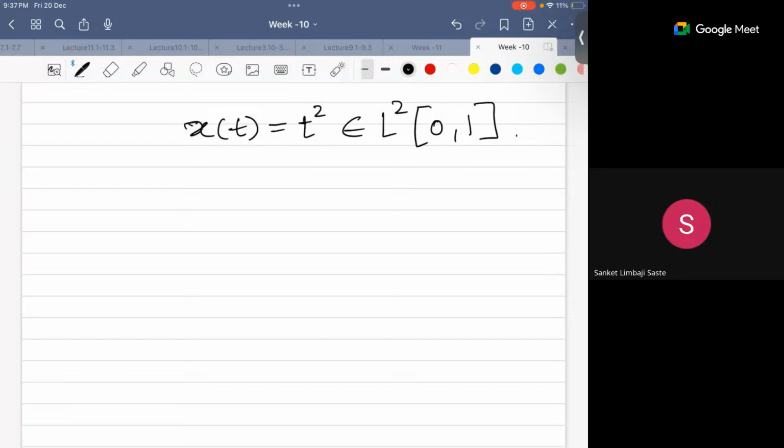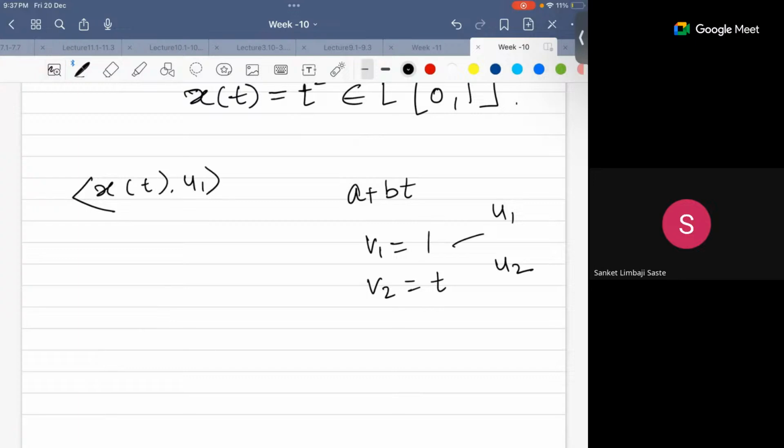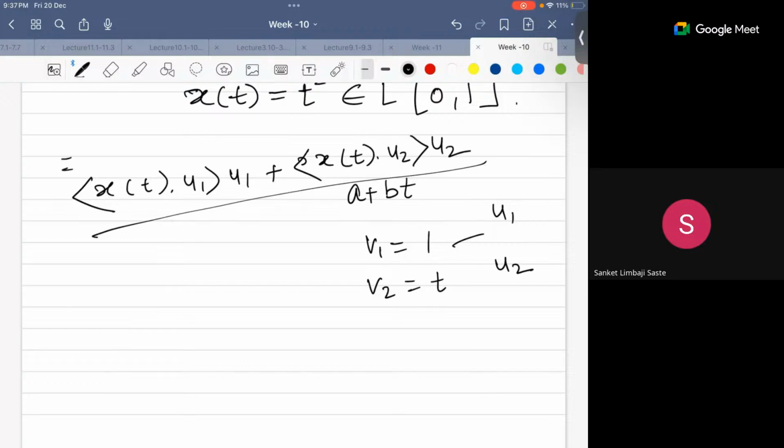Now for the degree 1 approximation, how will you write? a plus bt. What is that v1? You can just think of it as u1 and u2. Then take x(t) inner product with u1 in the direction of u1, plus x(t) inner product with u2 in the direction of u2. You just calculate this, you'll get that.